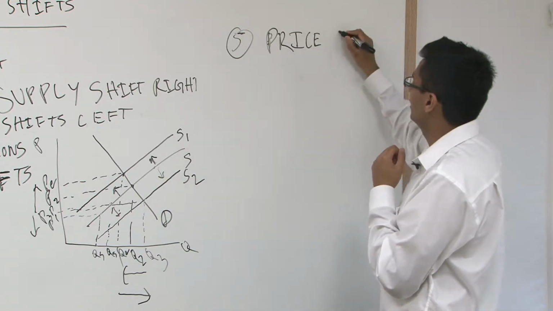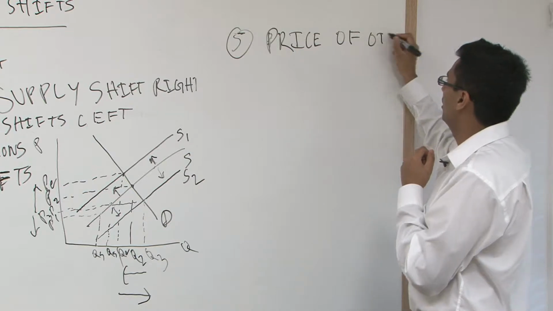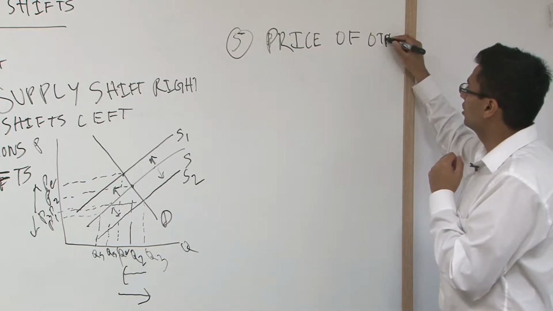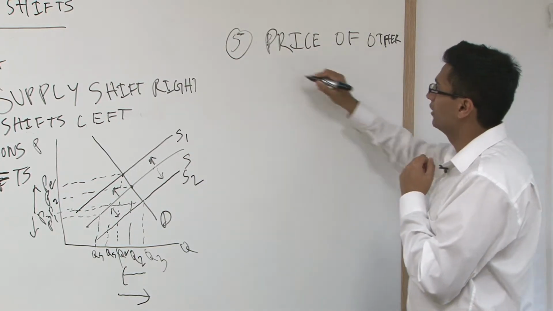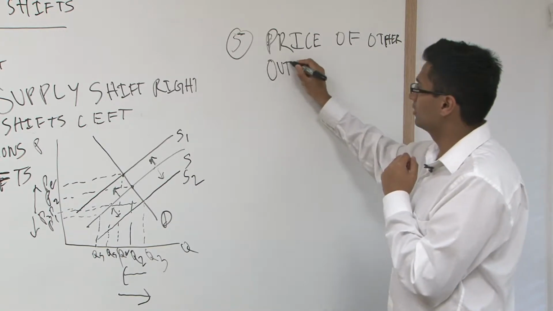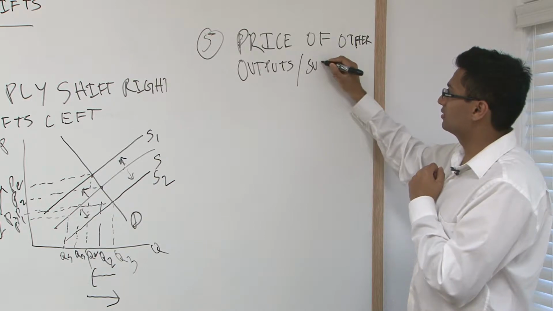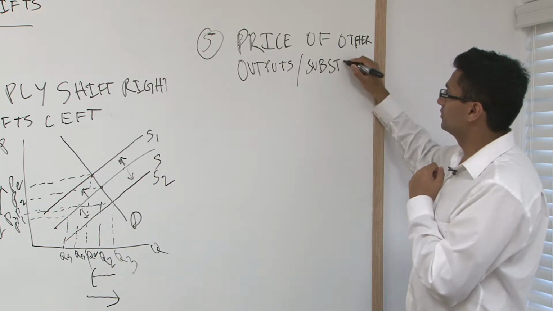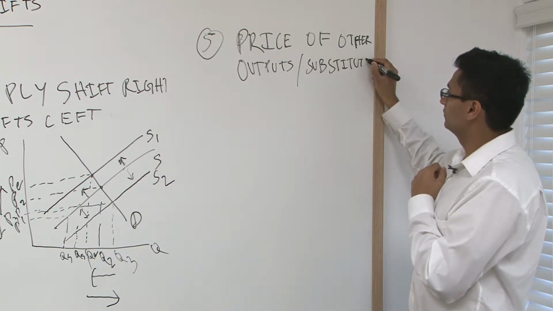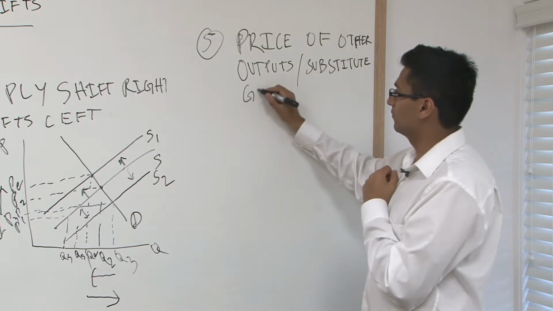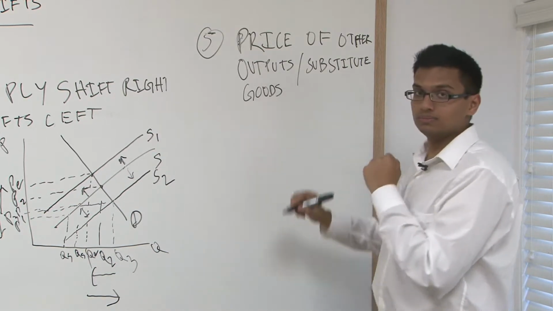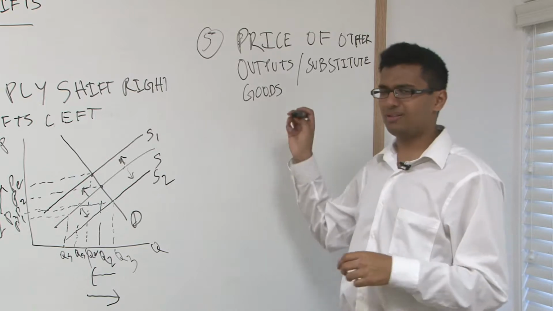Price of other outputs, slash substitute goods. Okay, so what is this?